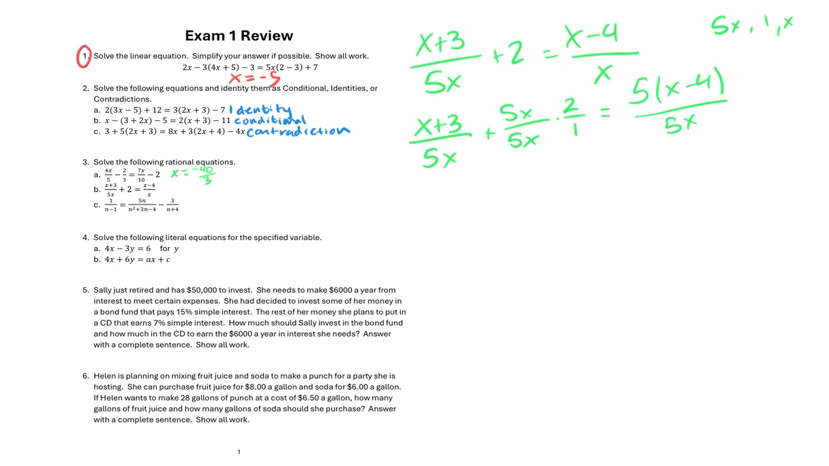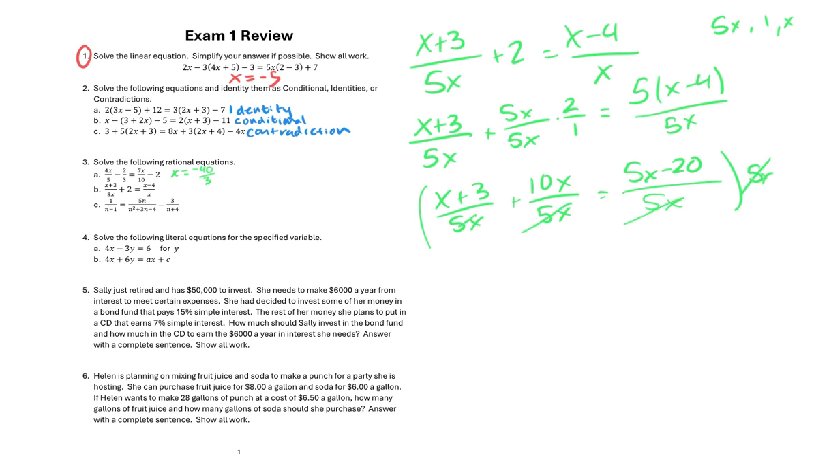Cool. So let's simplify these down. We end up getting x plus 3 over 5x, and then we get plus 10x over 5x is equal to, let's do 5x minus 20 over 5x. Multiplying this whole thing by 5x to cancel out those denominators, we get x plus 3 plus 10x is equal to 5x minus 20. So we can simplify down. We have 11x plus 3 on this side. We have 5x minus 20.